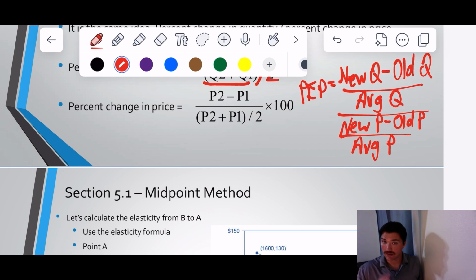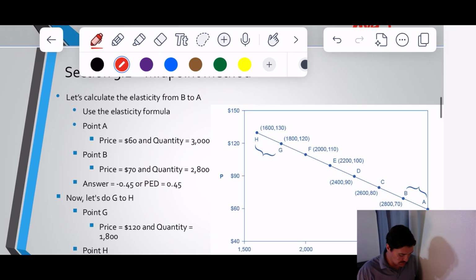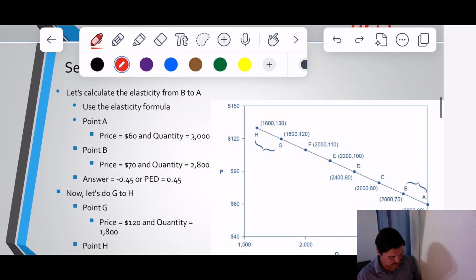So that is the formula that we're looking at there. Okay. Same idea. New minus old stays the same, but now we're dividing by average. And if you're wondering what is new and what is old, honestly, it doesn't matter which way you go on this one because you're using average. Whether you're going B to A or A to B, it will have the same calculation, which is the usefulness of this formula. So let's do it. Let's use the midpoint method to calculate the elasticity from B to A.